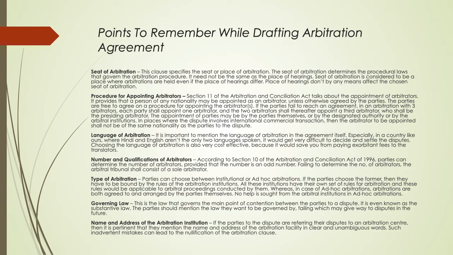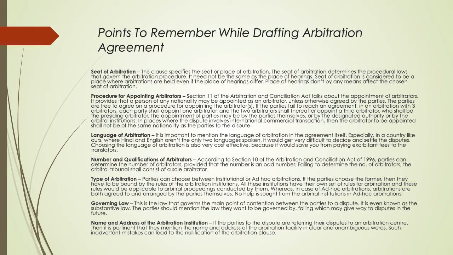Now, the points that are to be remembered while drafting an arbitration agreement. The seat of arbitration. This clause specifies the seat or the place of arbitration, which should be determined, and the procedural laws that govern the arbitration procedure. It need not be the same as the place of hearing. Seat of arbitration is considered to be the place where arbitrations are held, even if the place of hearing differs. Place of hearing doesn't by any means affect the chosen seat of arbitration.